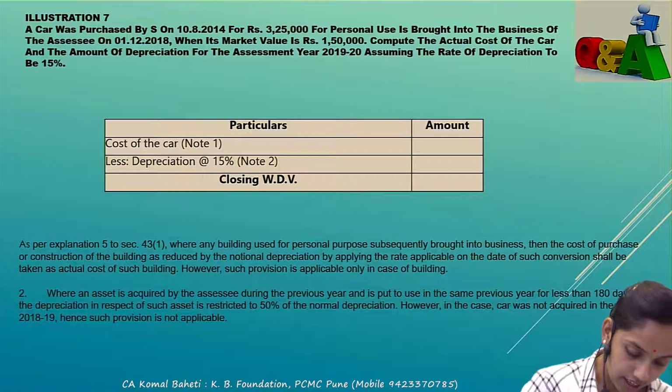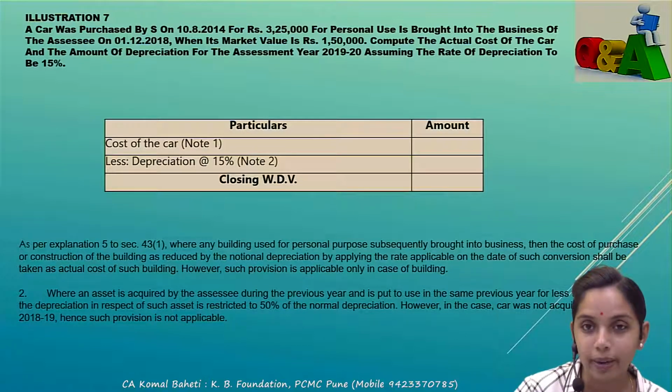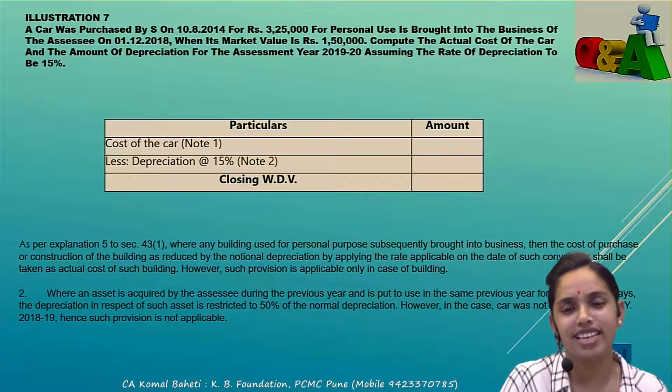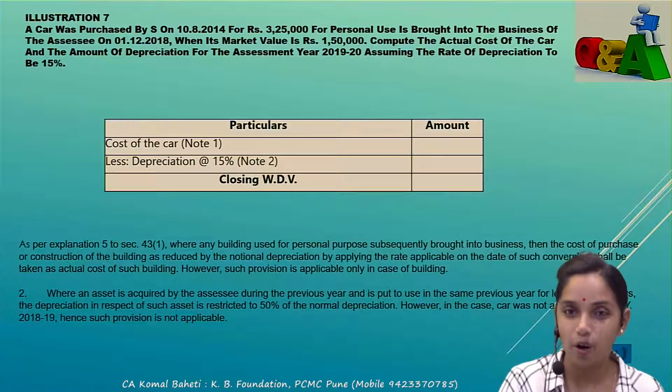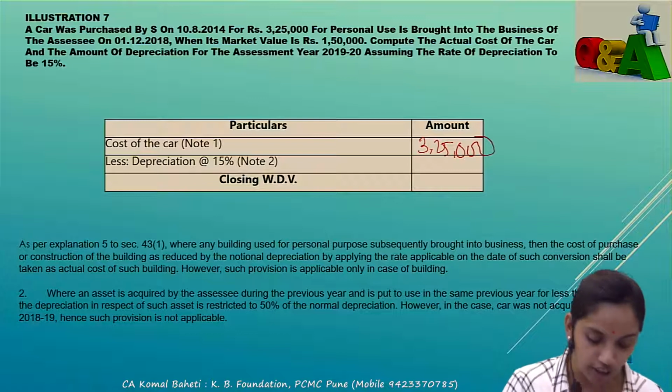Okay. So what will be the actual cost of the car? Will it be reduced for depreciation? No, because the clause Explanation 5 of 43(1) is not applicable. So the actual cost would be 3,25,000. Next, talk about the depreciation.